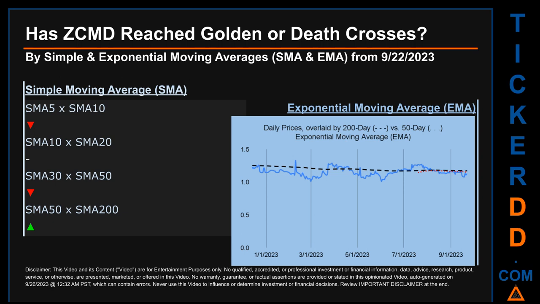For simple moving average, by comparing 50 to 200 days, we found a bullish golden cross signal since the 50-day SMA crossed above the 200-day. Continuing with SMA, we looked across the 5 to 10, the 10 to 20, and the 30 to 50-day ranges to see if golden and death crosses had been reached. We found death cross signal for the 5 to 10 and the 30 to 50. We could not find either a golden cross or a death cross signal for the 10 to 20.